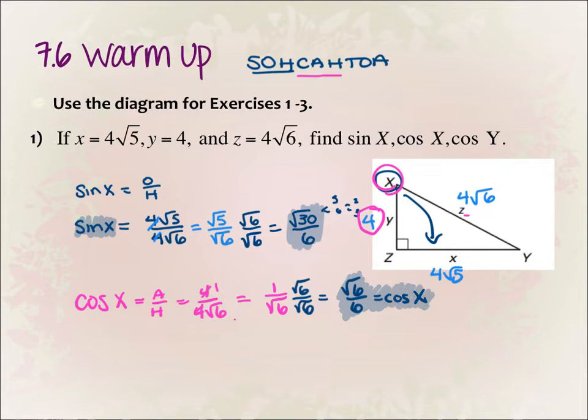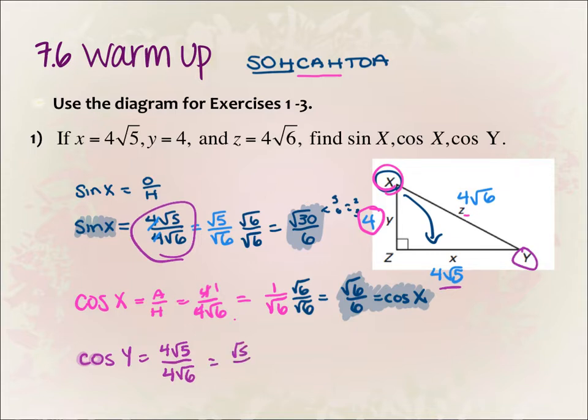And the last one says to find the cosine of y. And again, those are angles. So the cosine of y is again adjacent, which this time is 4 root 5, over the hypotenuse, which is 4 root 6. And that's the same thing as up here. This reduced to root 5 over root 6, which rationalized to root 30 over 6. And it should make sense that the cosine of one of the acute angles in a right triangle would be the same as the sine of the other acute angle, because opposite becomes adjacent and adjacent becomes opposite when we switch angles.